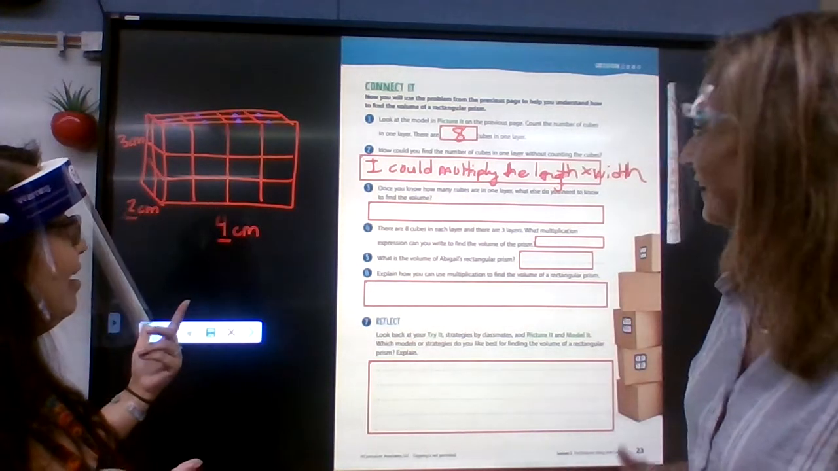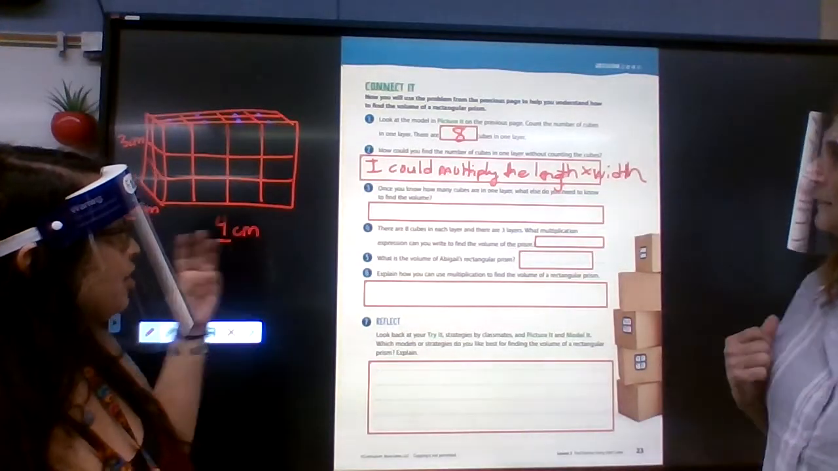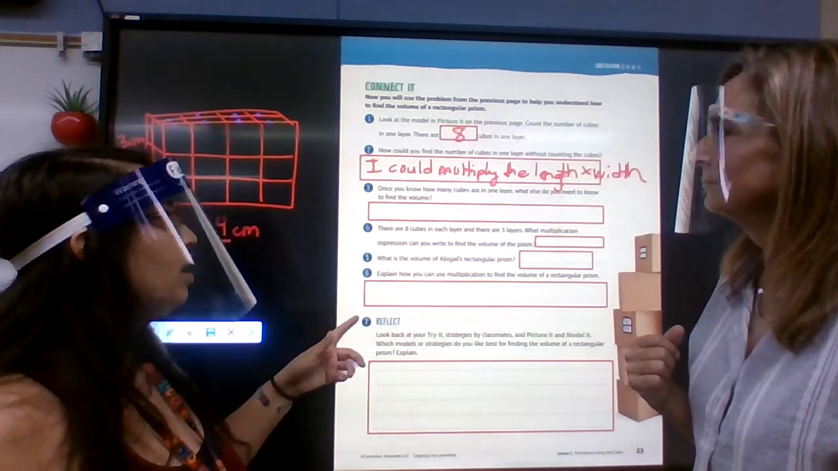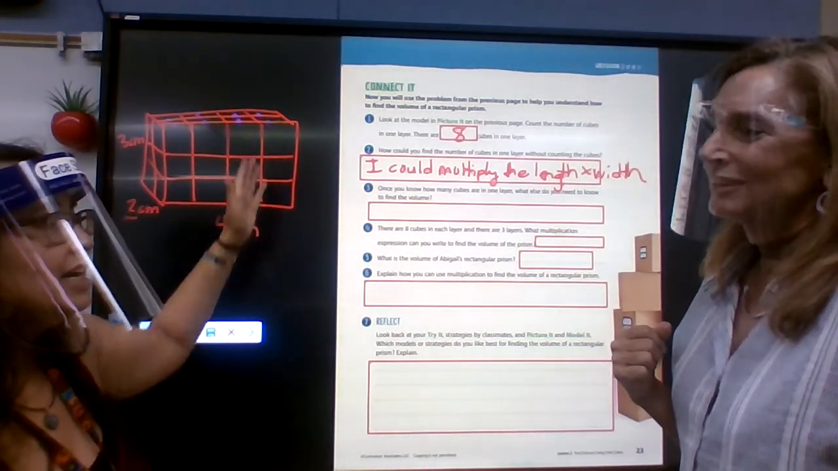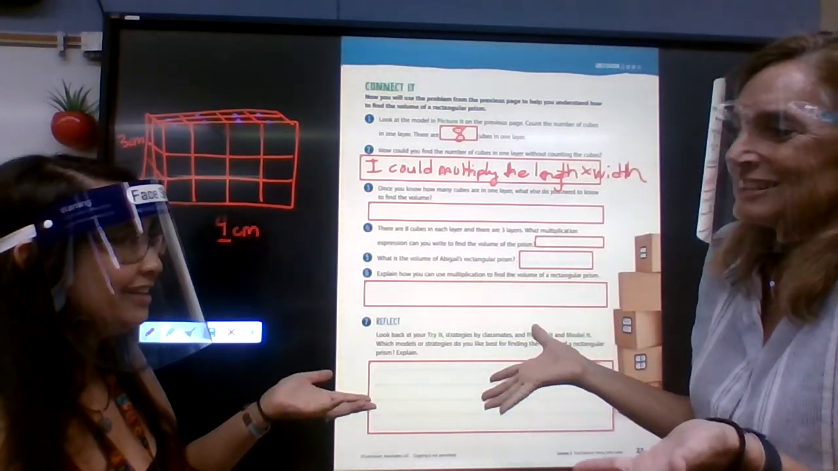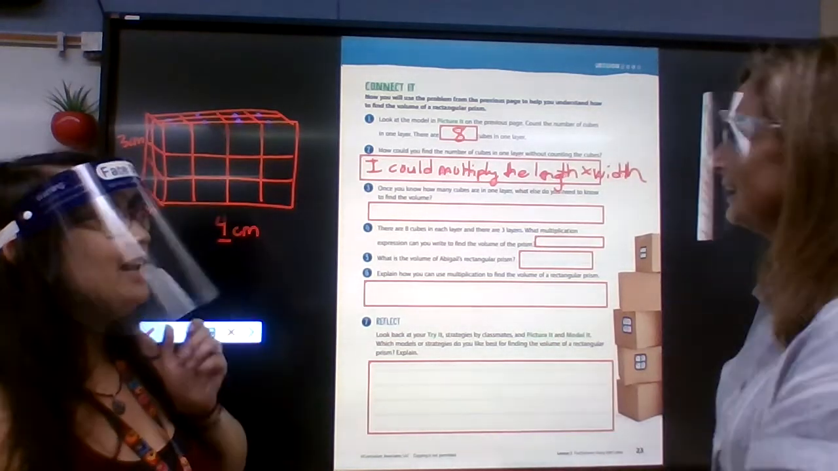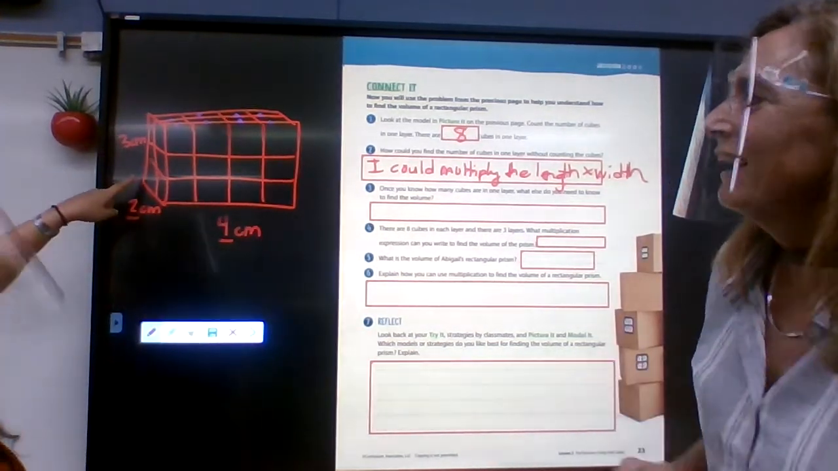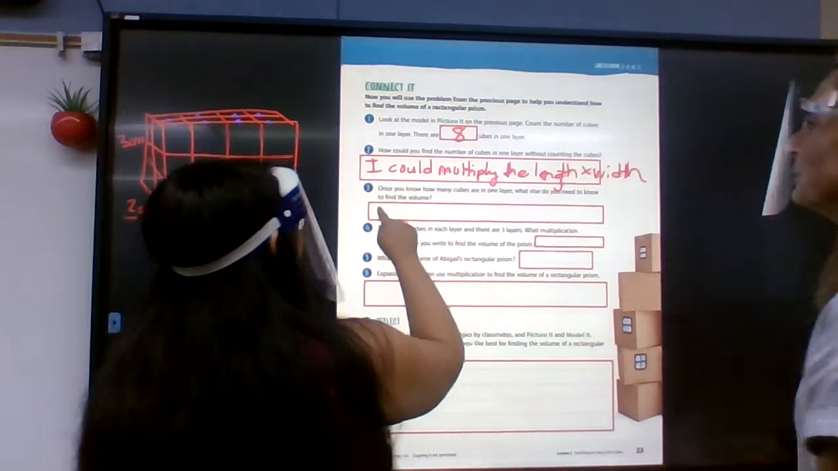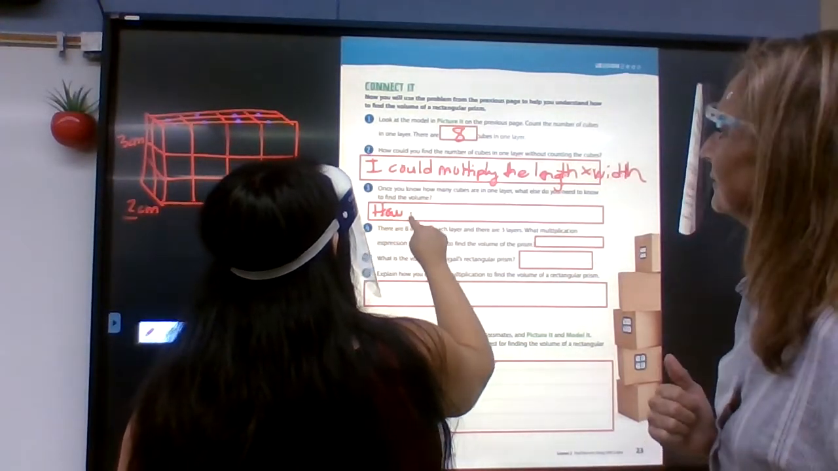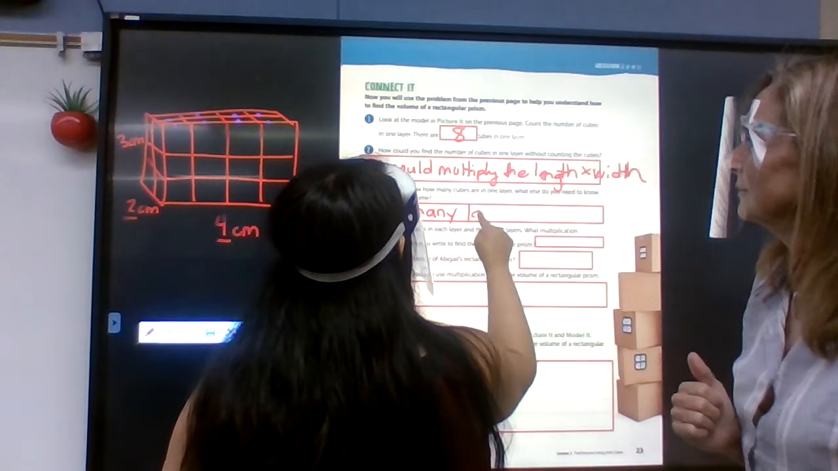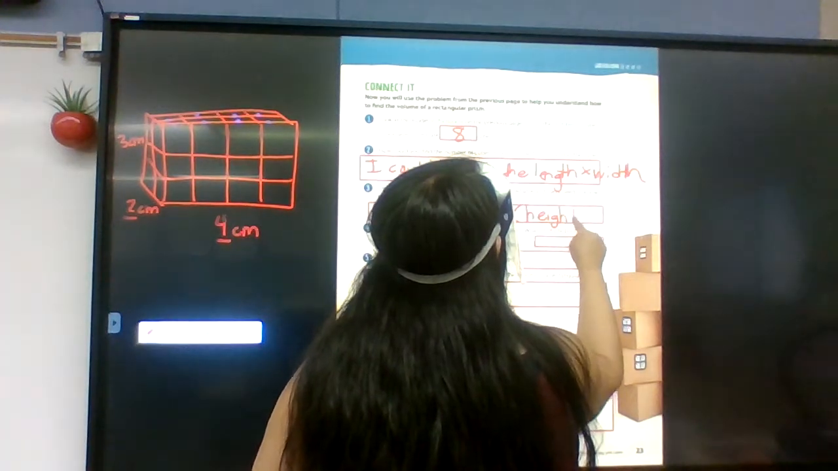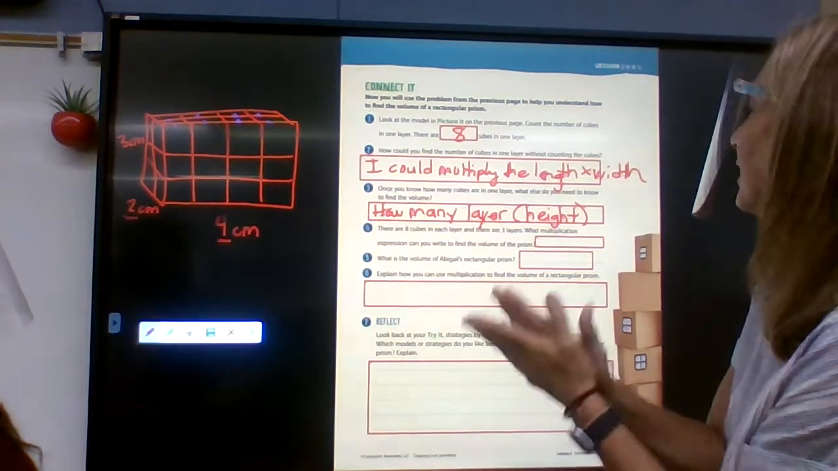Okay, so now number 3 says, once you know how many cubes are in one layer, what else do you need to know to find the volume? We need to know how high it is. That's right. So how many layers there are, and the height. That's what we call how tall it is. We've got length, width and height. So how many layers, also known as the height.